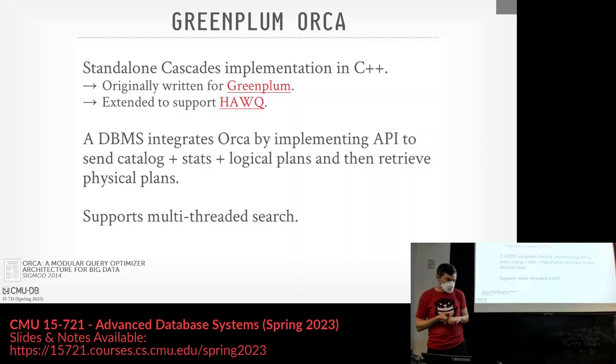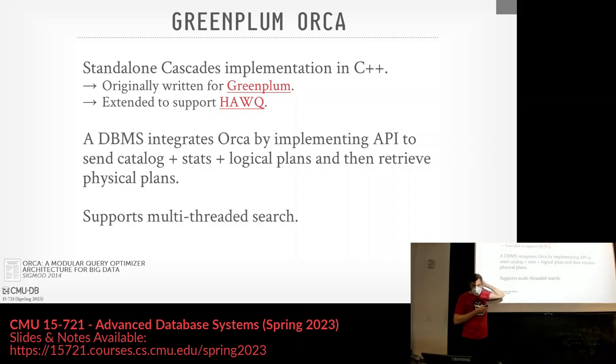Another standalone service is this thing called Orca from Greenplum. This was originally built by Pivotal, as we discussed. Pivotal got bought by EMC, and then it got spun out. Now VMware owns it. This was a standalone Cascades implementation in C++. It was originally written for Greenplum, but they also added support for HAWQ, which is their version of Hive, like SQL on top of MapReduce or HDFS. The idea is, instead of having to re-implement your own query optimizer for these different systems, you have one standalone thing that can support both of them. But Greenplum is the main user at this point.